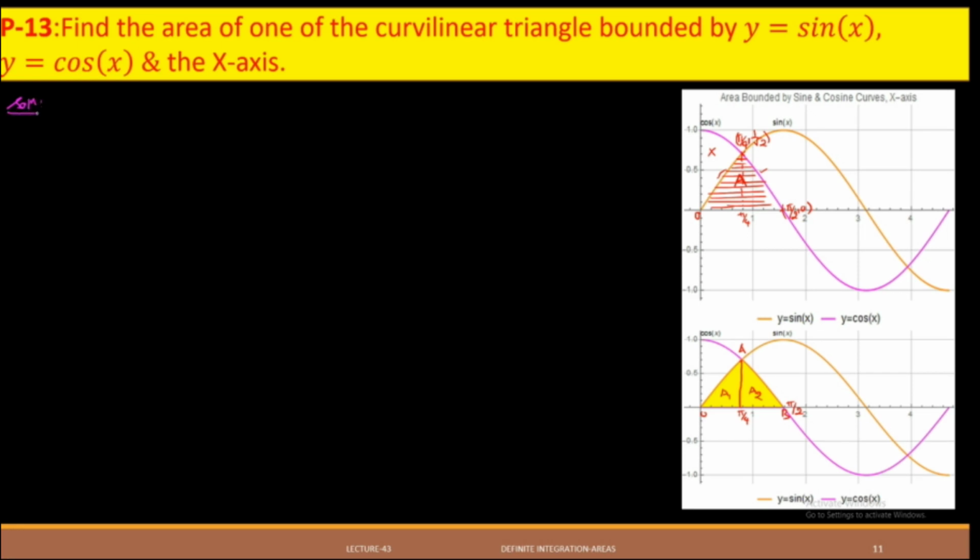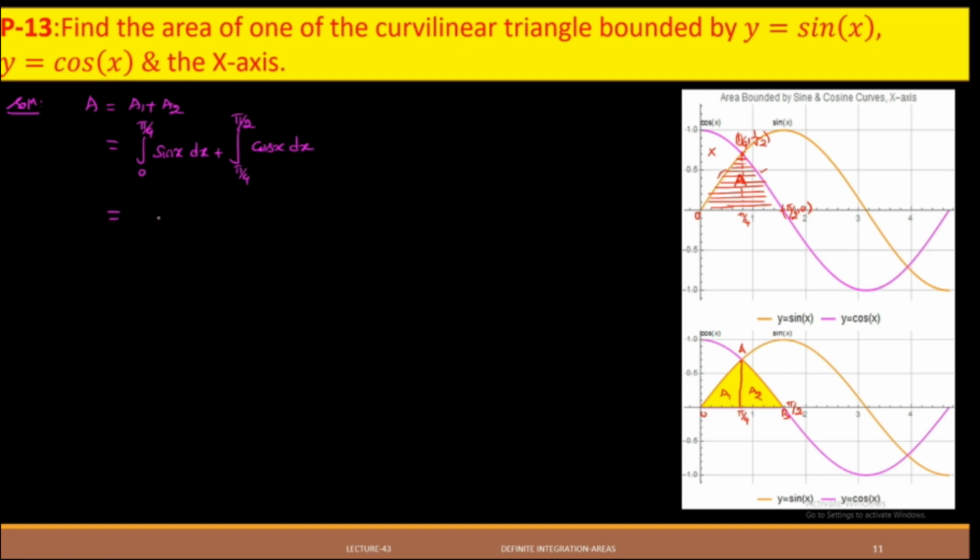Solution. The entire area is splitted into two parts, namely a1 and a2. So a1 plus a2. The first integral is integral 0 to pi by 4, and the orange color curve is the sin x, so this is sin x dx. Now the second integral is from pi by 4 to pi by 2, and it is under the curve cos x dx.